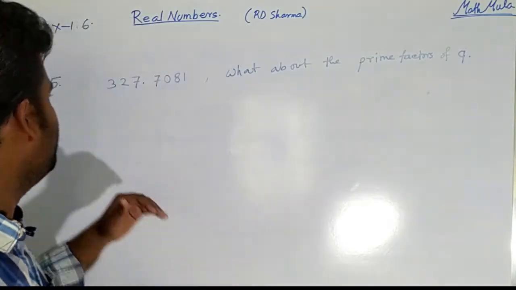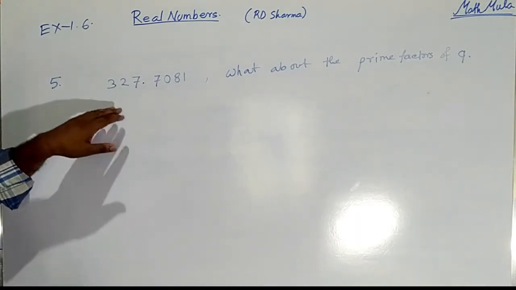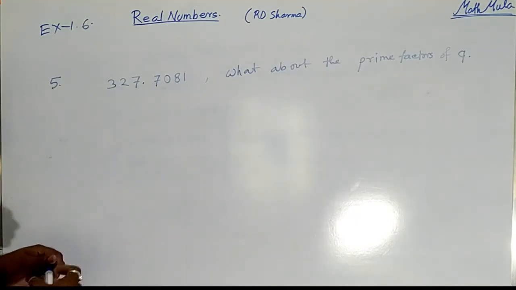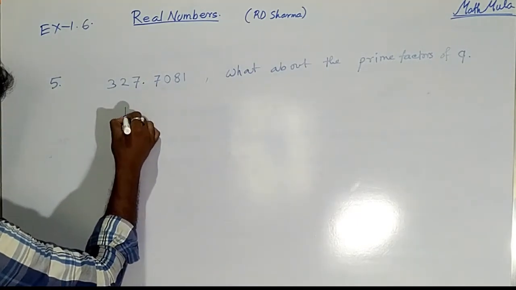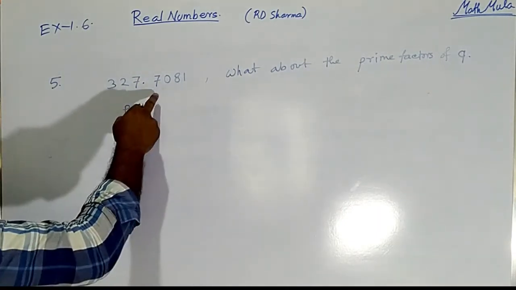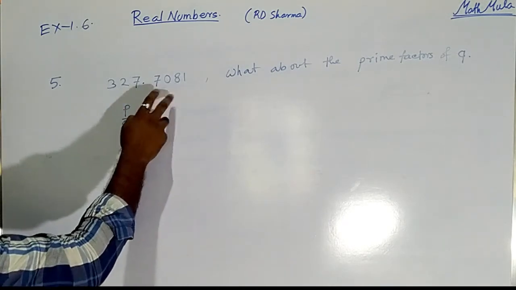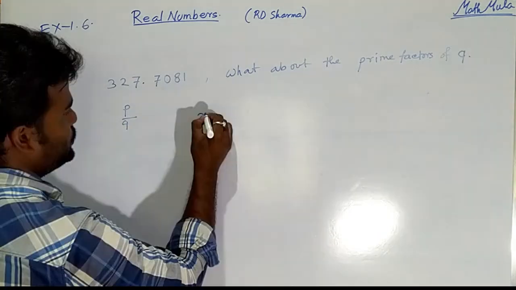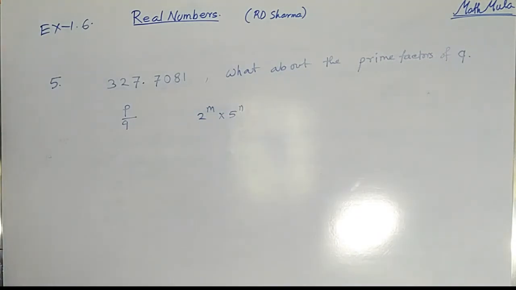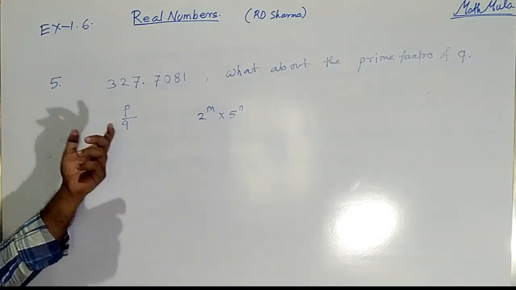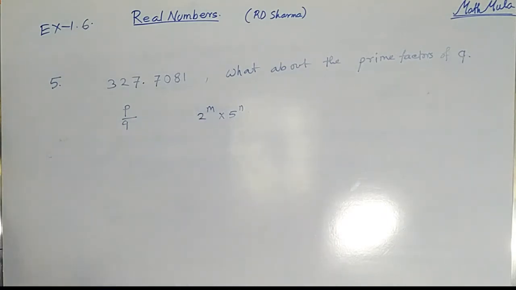Now we solve sum number 5. The given decimal number is 327.7081. If we express this decimal number in the form p by q, then what about the prime factors of q? This is a rational number, so it can be written in the form p by q, and q can be written in the form 2 to the power m into 5 to the power n, because the decimal expansion is terminating. So the answer is that q is in the form 2 to the power m into 5 to the power n, because the decimal expansion is terminating.